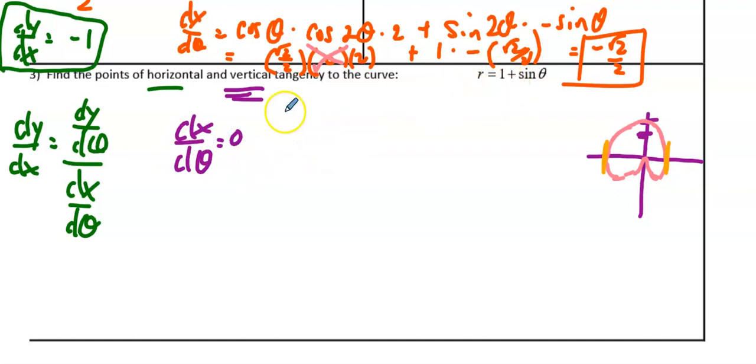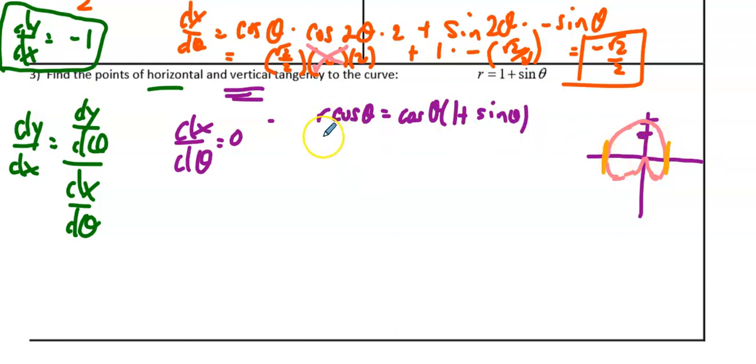We said before that in order to find x, we multiply both sides by cosine. So we get r cosine theta equals cosine theta times 1 plus sine theta. We know, again, we're going to have two answers here. So this is going to end up being x, which is cosine of theta plus cosine theta sine theta.